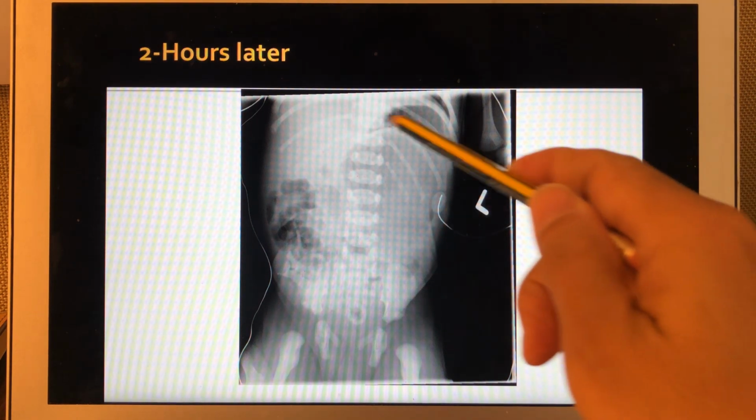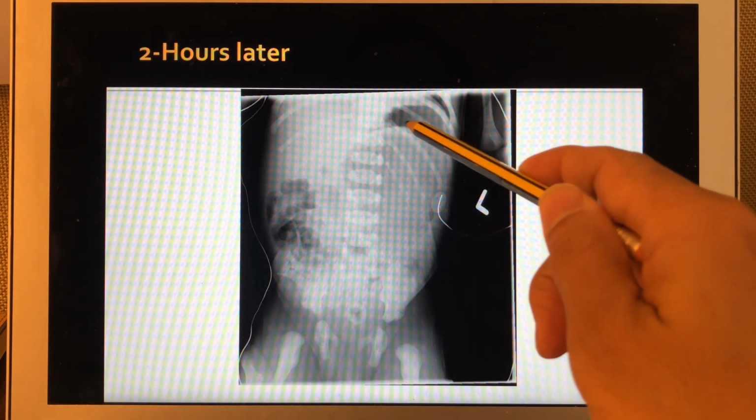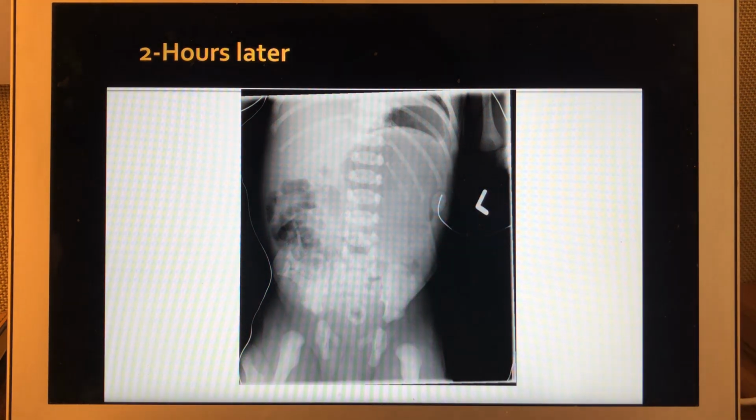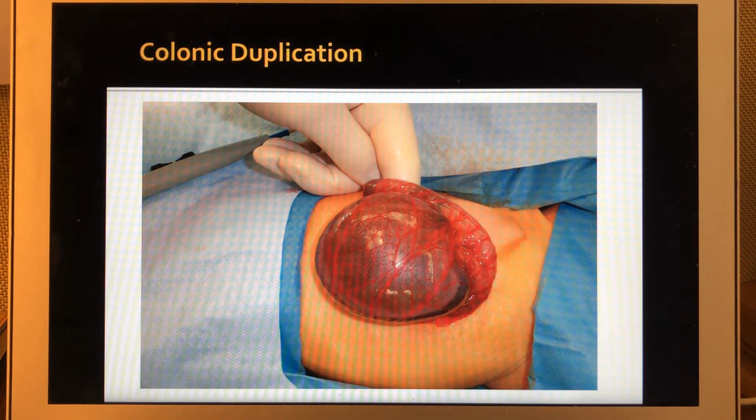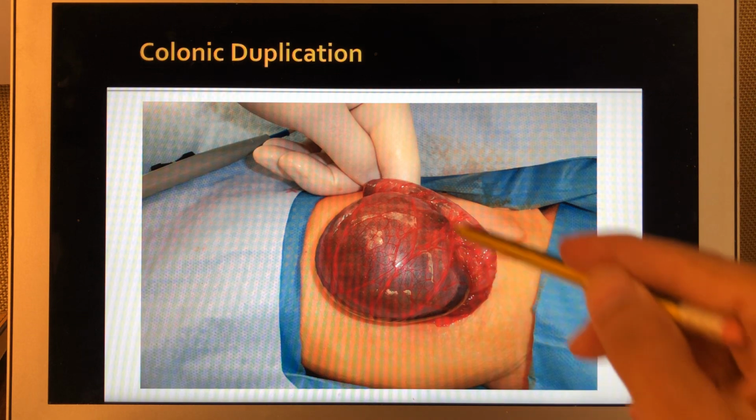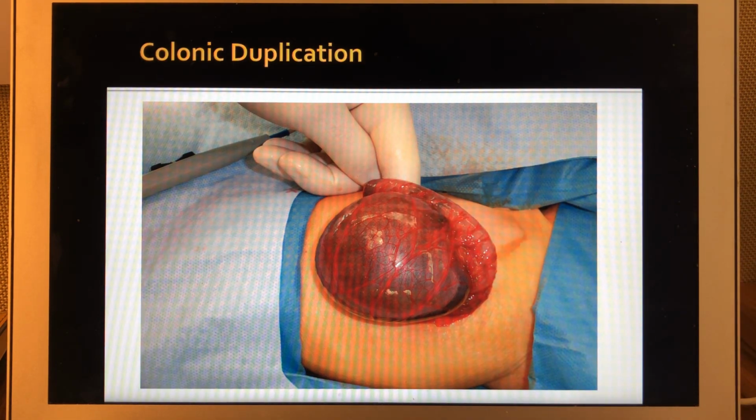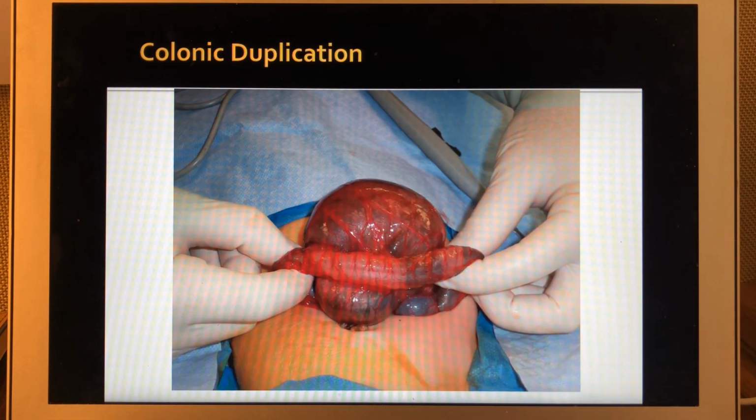Again, if you look at this X-ray, this is the stomach compressed by a cystic mass underneath. When you explore, it has this cystic mass, which is a duplication cyst, which is another cause of congenital bowel obstruction. It's not very common, but can happen.